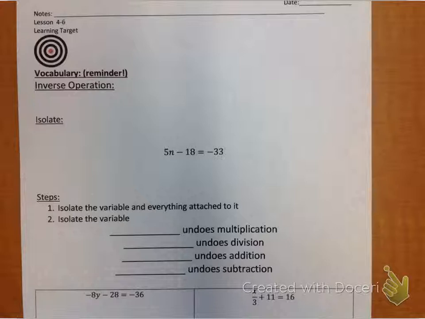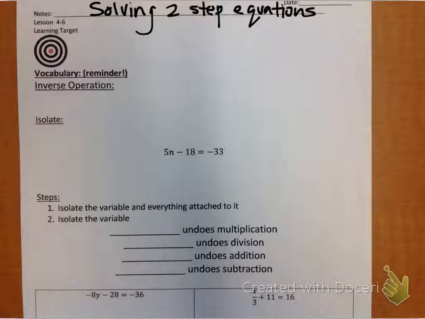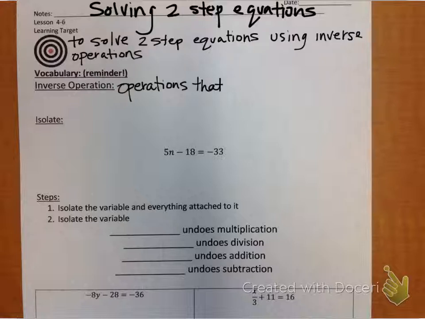We are going to talk about lesson 4-6, which is solving equations with 2 steps. So you guys have become pretty comfortable with solving one-step equations, and now you are going to be solving 2-step equations. And for our learning target, we are going to basically write, okay, sorry about that. So the learning target is going to be to solve 2-step equations using inverse operations.